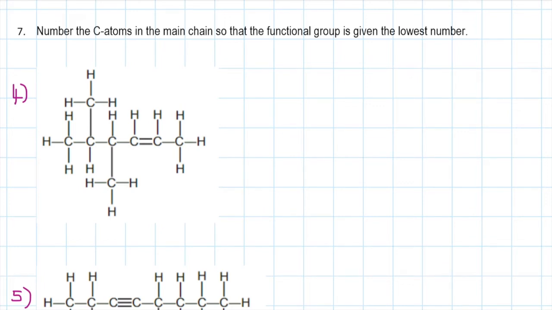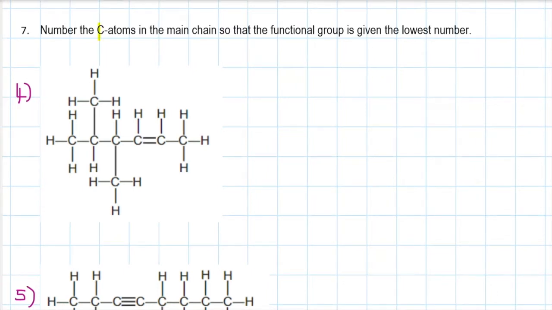Rule number 7 says that we should number the carbon atoms in the main chain so that the functional group is given the lowest number. Functional groups such as double bonds, triple bonds, hydroxyl groups, carbonyl groups or carboxyl groups are more important than substituents like alkyl groups and halogen atoms.